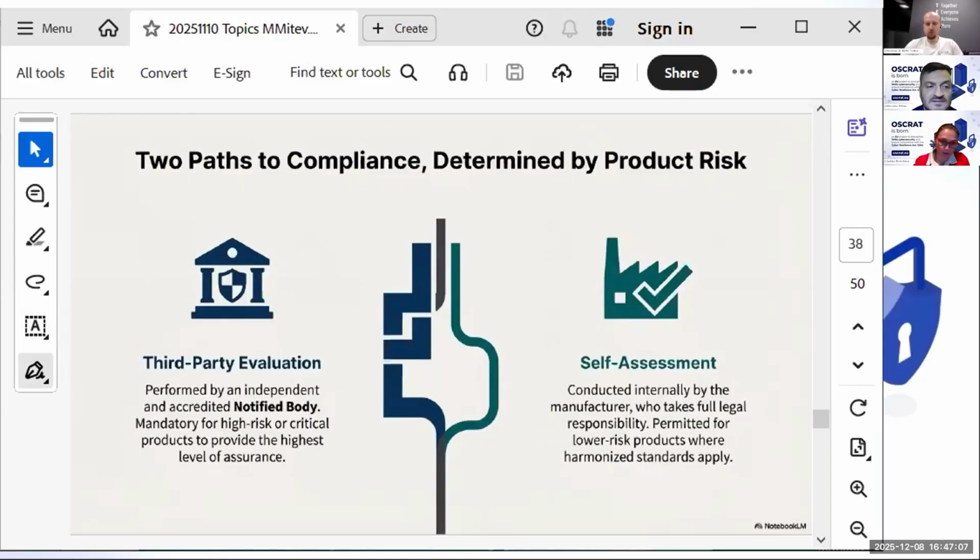The second path is self-assessment, where the manufacturer checks its own products, prepares the risk analysis, and declares that the product meets the CRA's requirements. Self-assessment is allowed only for products with a lower level of cybersecurity risk and only when harmonized European standards exist to support the assessment. These two paths allow the Cyber Resilience Act to address a wide variety of products, from simple devices to complex critical systems.